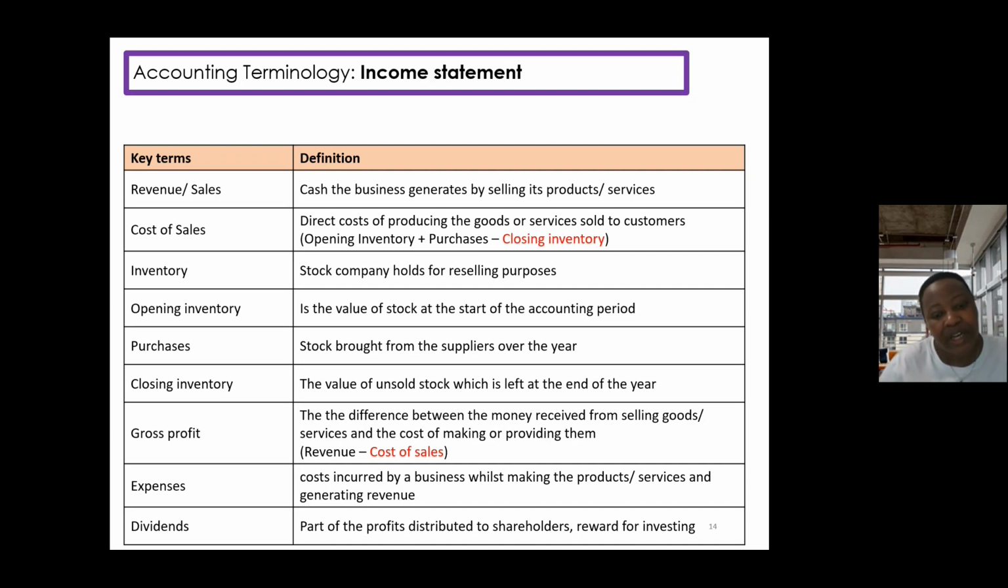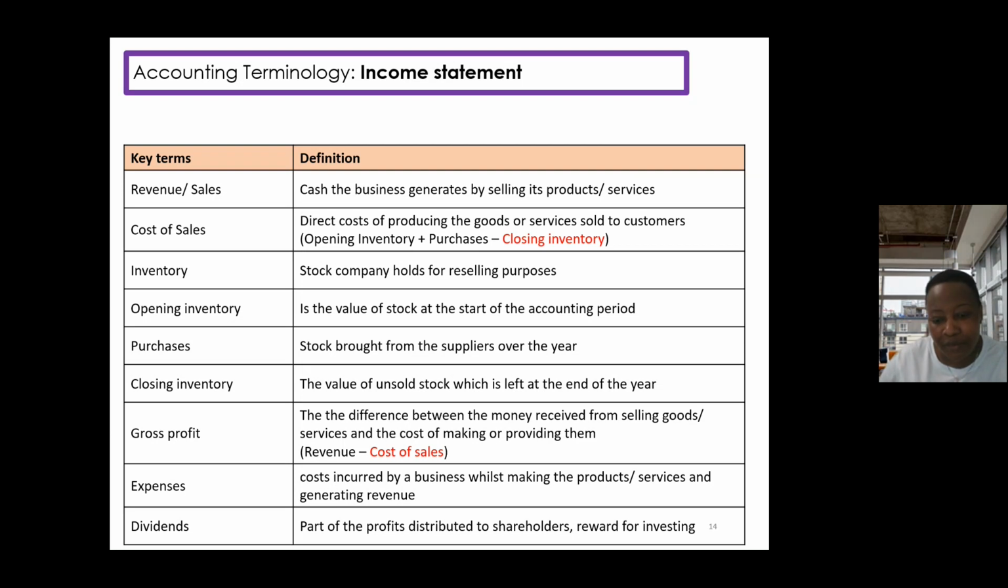The gross profit, on the other hand, is the difference between the money you have received from selling goods and services, or revenue, and the cost of making those revenues, so your cost of sale. So the difference between your revenue, your proceeds from sales, and the cost of sale is your gross profit. Your expense, which we have discussed, is the cost incurred by a business whilst you're providing the products or services to your customers that helps you to then generate sales revenue.